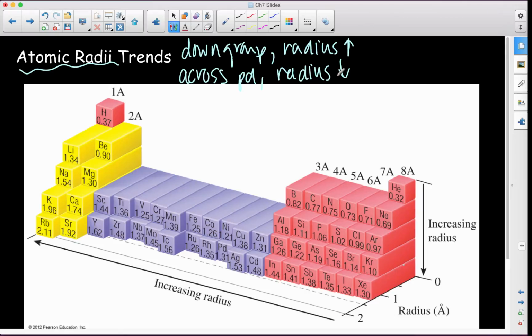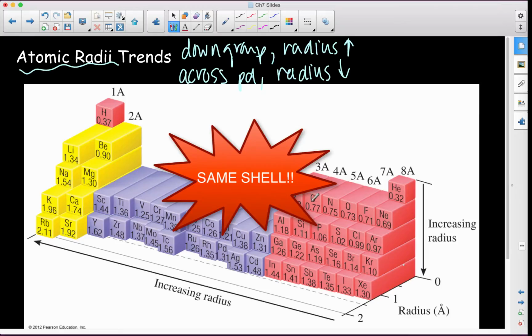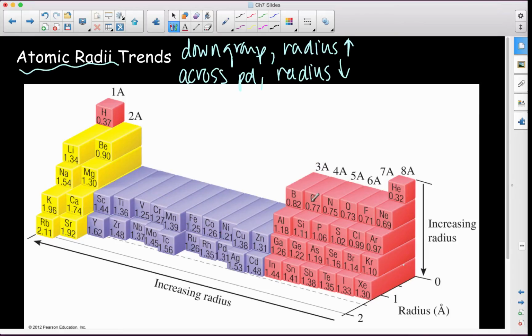That one is a tiny bit more thoughtful. As we go across a period, are we changing shells? No, there is no changing of shells as we go across a period. We are, though, adding electrons to the same shell. As we add electrons to the same shell and Z effective increases, based on Coulomb's law, there is an increased attraction between my valence electrons and my nucleus, resulting in a smaller radius.